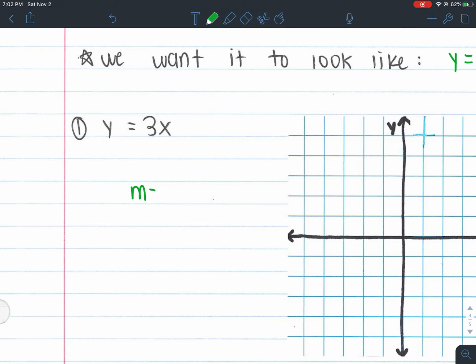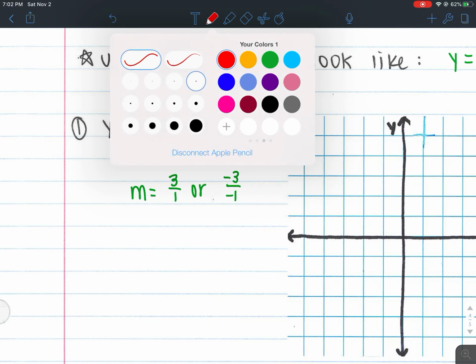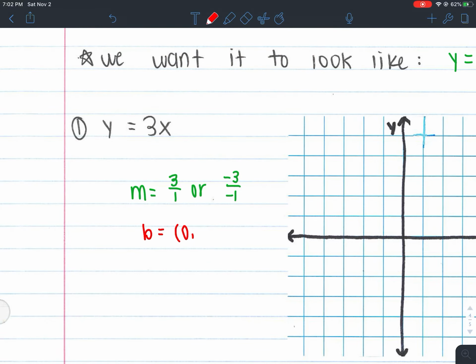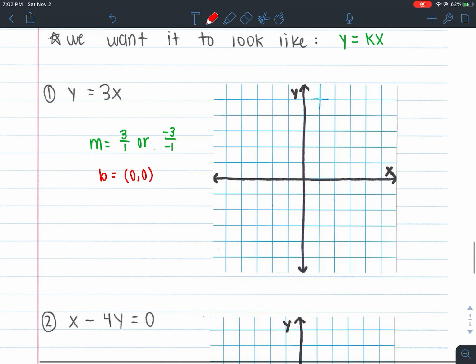So I want to graph this, so I would identify my slope first. My slope here is positive 3 over 1 or negative 3 over negative 1. And my y-intercept is 0, 0.